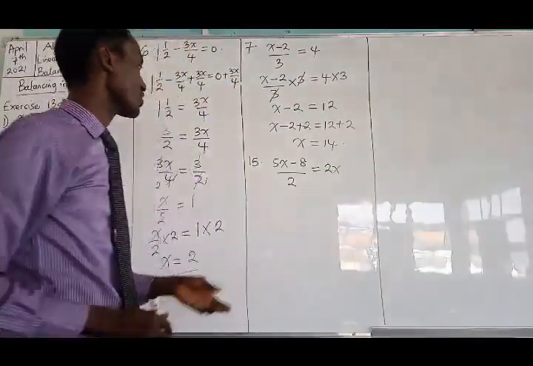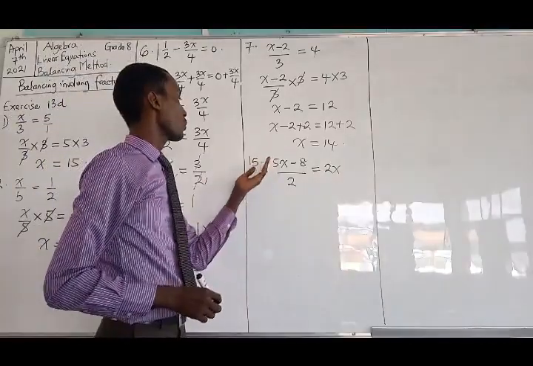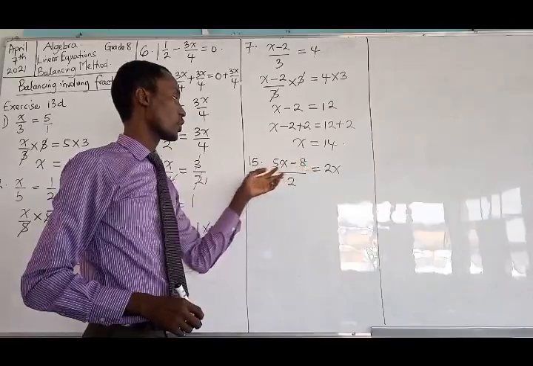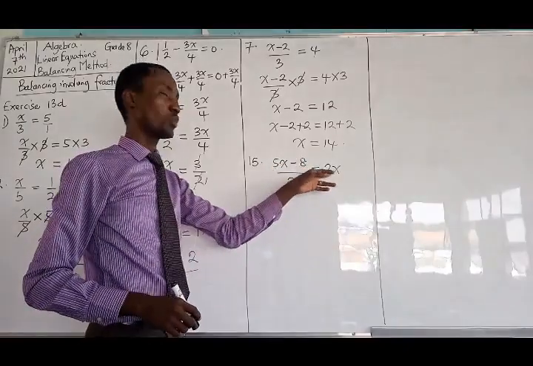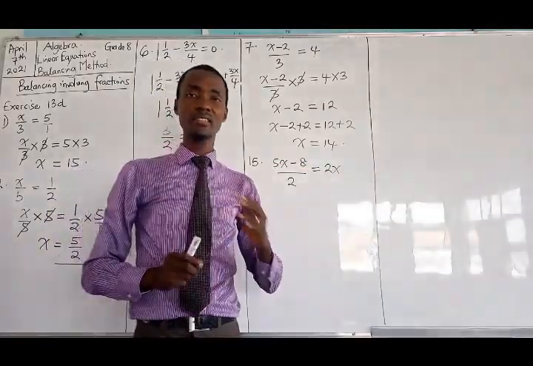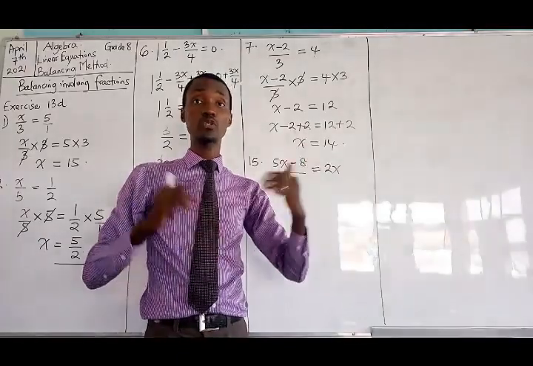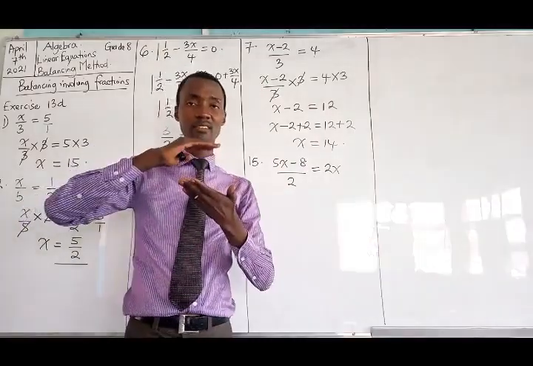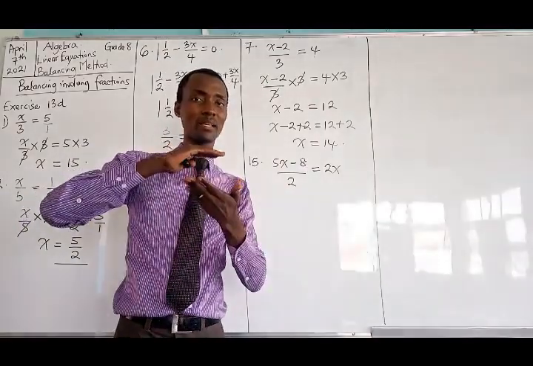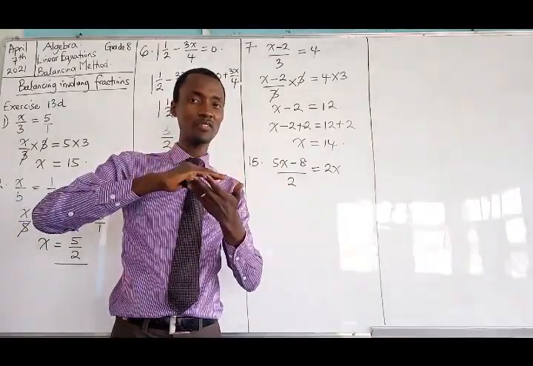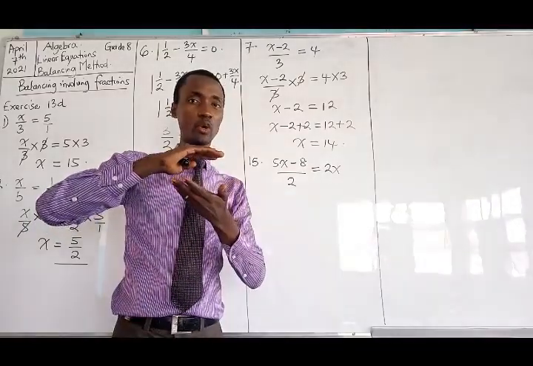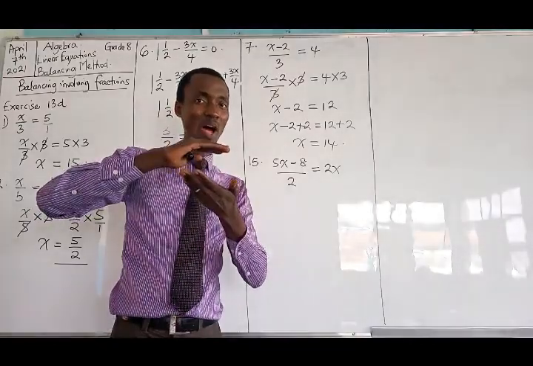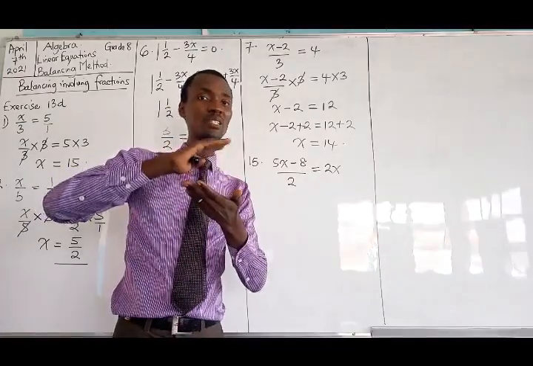Okay, we have yet another question on the board. We have question 15 of that exercise. 5x minus 8 over 2 equal to 2x. Now you will notice that in taking these exercises, I've had to jump some because after question 7, the questions there will follow the same pattern. The same pattern is repetitive in nature. So just take out time in your personal time where you're solving. Solve one to the next to the next. The pattern will be the same.